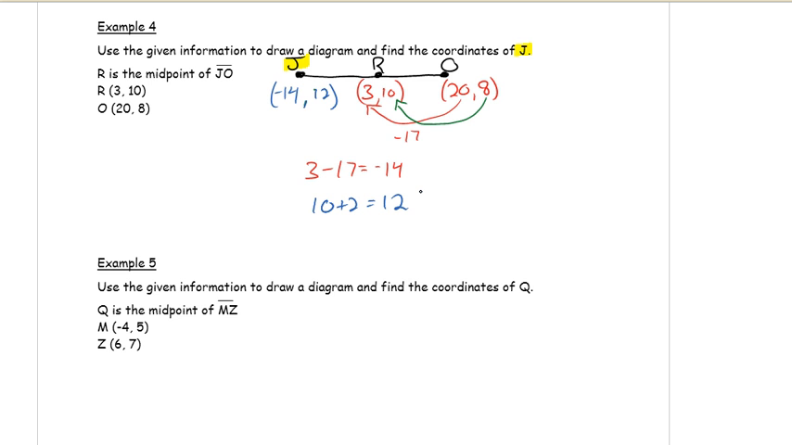There is an algebra way to do it. You can make it very complicated. This is much quicker, and it's a lot easier to do. So again, look at where you are. You're starting at 20 on O. To go from 20 to 3, you have to subtract 17. So to go from R to J, you have to subtract 17 more. When you're at O's y-coordinate, you're at 8. To go from 8 to 10, you add 2. Then to go from R to J, you have to add 2 more, which is why you're at 12. So your final answer, J is negative 14, 12.